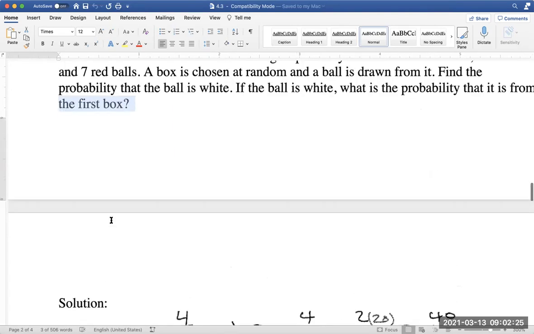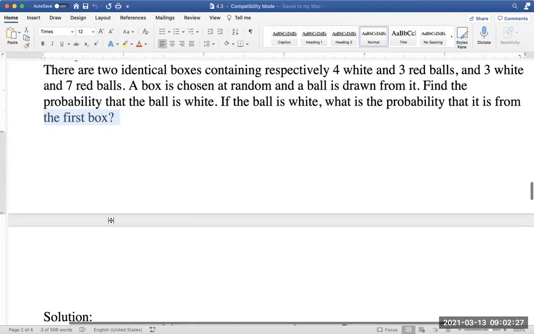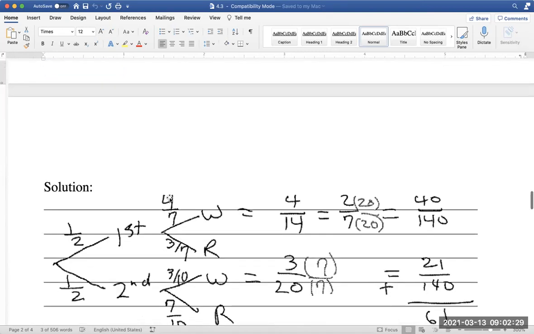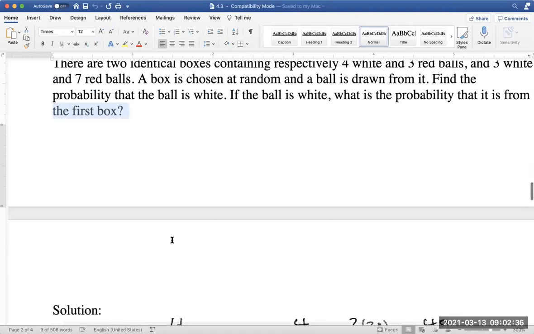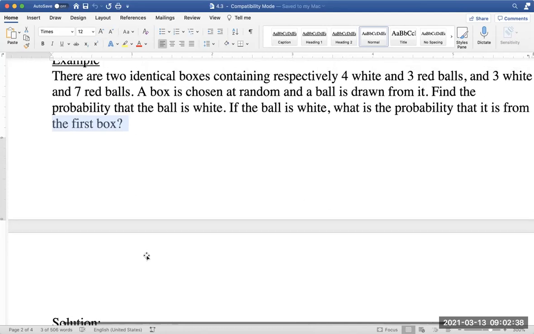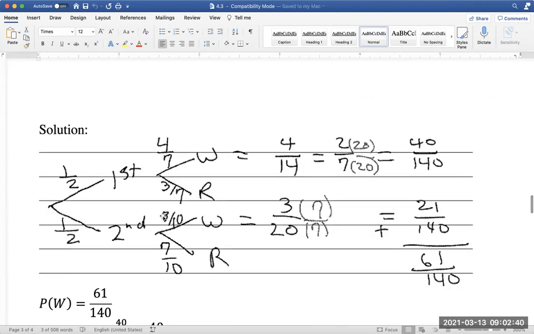I have, for the first box, 4 white and 3 red balls, for a total of 7 balls. For the second, I have 3 white and 7 red balls, for a total of 10 balls. Now I want to figure out the probability that the ball is white. So let's look at all the white balls.